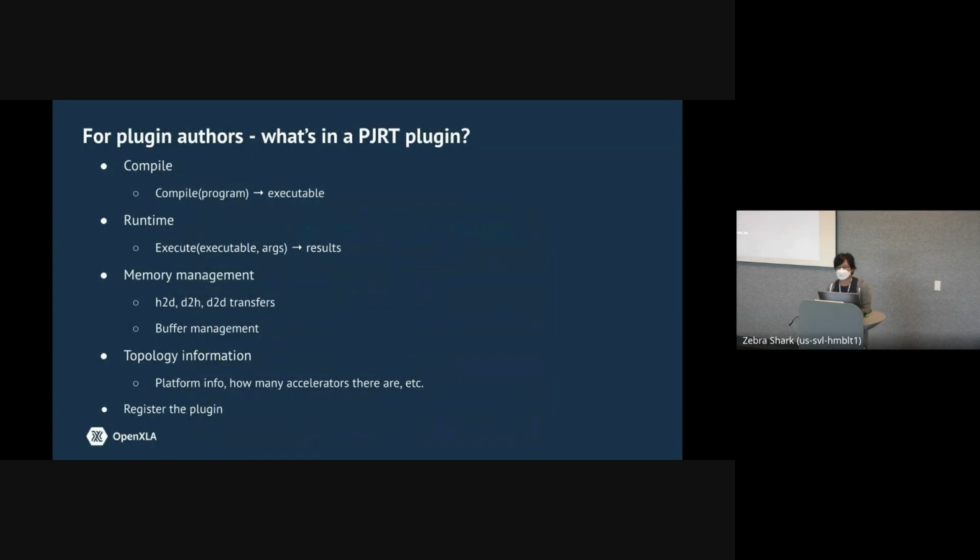Let's go into a little bit more detail about what plugin authors and frameworks need to do with PJRT. For plugin authors, they need to implement the following features: compiling a program to an executable, executing an executable with input arguments and generating outputs, memory management such as host to device, device to host, and device to device transfers, as well as buffer management. You also need to provide topology information such as platform info, how many accelerators there are, etc. And lastly, you need to register the plugin to the framework. And these implementations will be opaque to the framework.